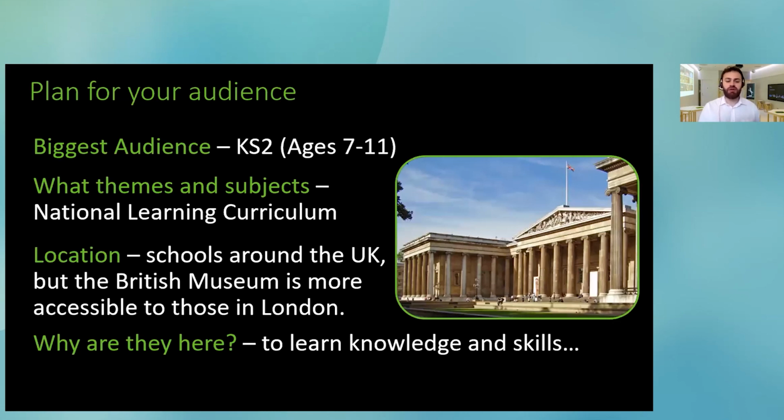Another factor is location. So thinking about where your main audience is. For us, it's schools around the UK, but because the British Museum is based in London, it's much more accessible to those schools. So schools from around London and the surrounding areas are the ones most likely to come and visit the museum. So it's important to identify that and keep that strong relationship, but also understand that there are schools around the UK who want to engage with the British Museum and the objects.